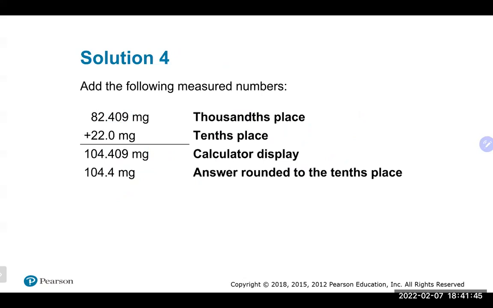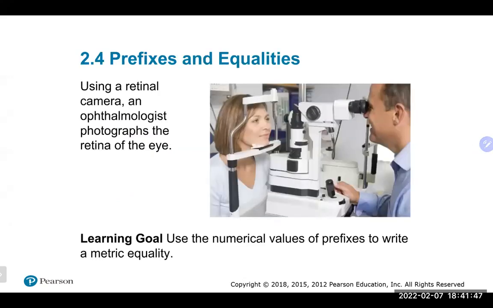And it agrees with me, so that's good. All right, any questions on sig figs, calculations with sig figs, rounding, anything like that?